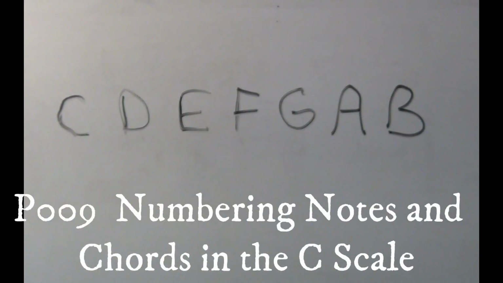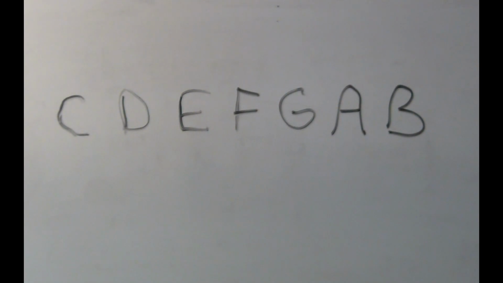Hi everyone. In this lesson we're going to learn what we can do with our C scale. Now that we know the 7 notes in the C scale, we can assign chords and numbers to each note. The scale is also used to build these chords that we are learning. So the C scale again contains the notes C, D, E, F, G, A, B.